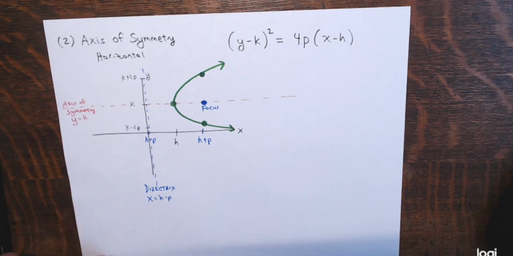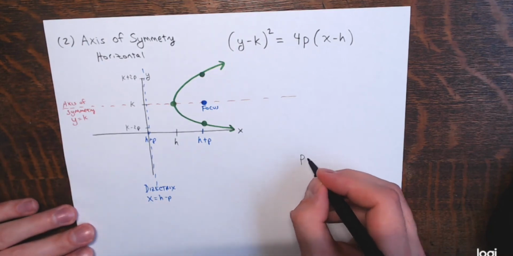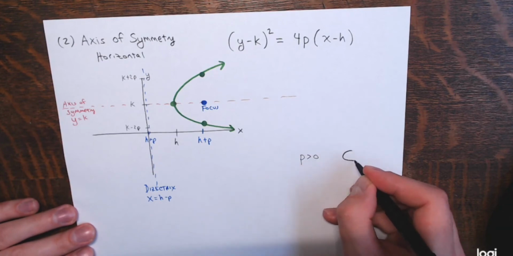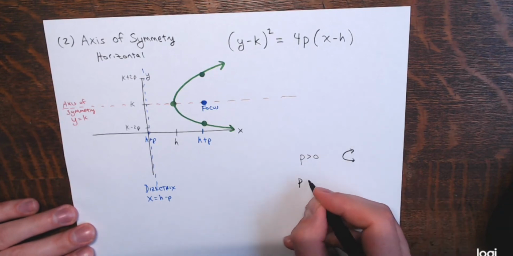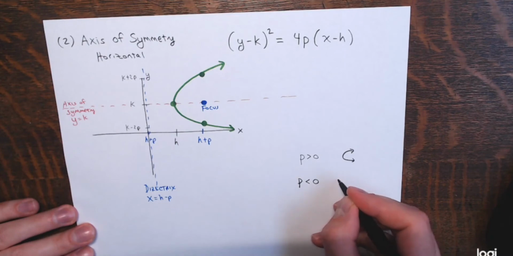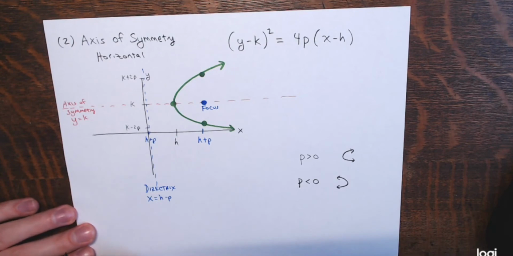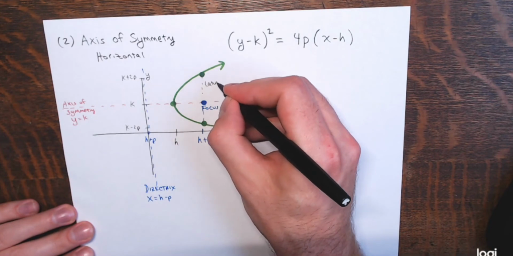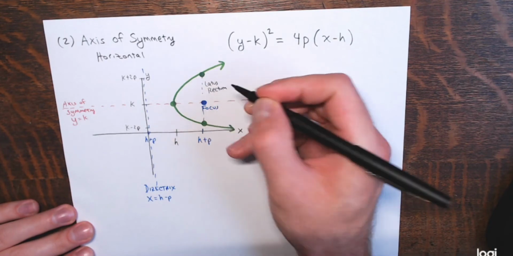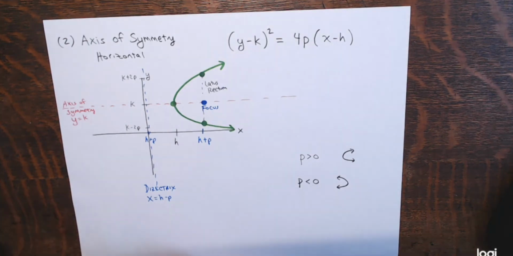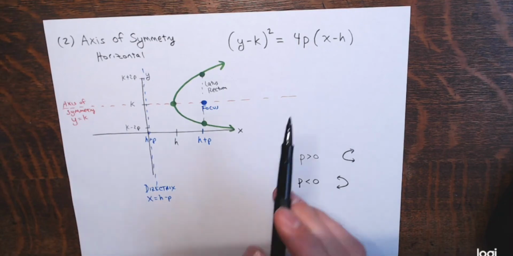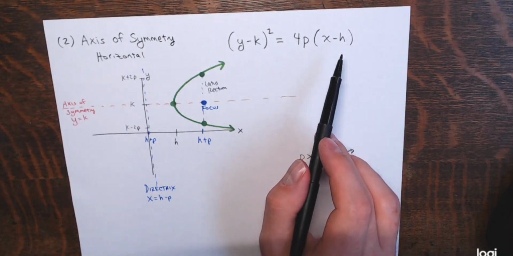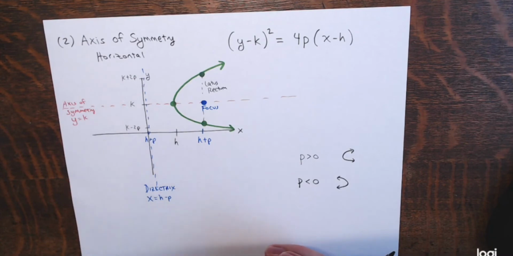opening right there. All right, and if p is positive in this case, the parabola will be opening to the right. If p is negative, the focus will be to the left of the vertex, and the parabola will be opening to the left. And again, here's the latus rectum. All right. So again, it's very similar to section 12.3, part 1. Just all that's happened is we've shifted h units right or left and k units up or down. That is all.